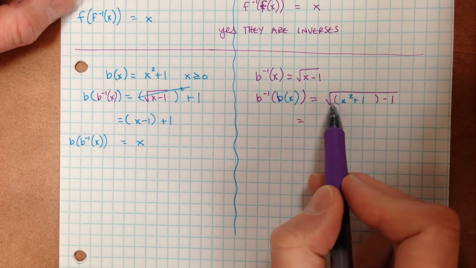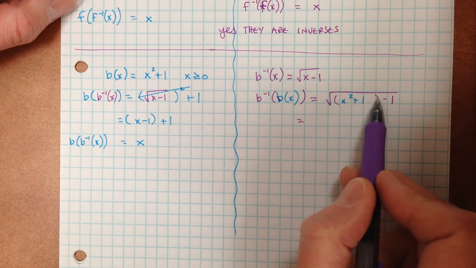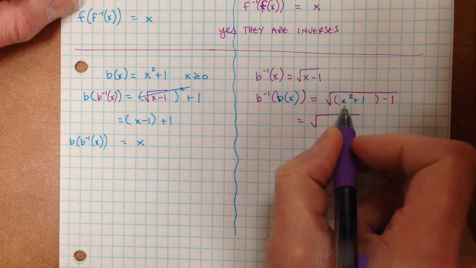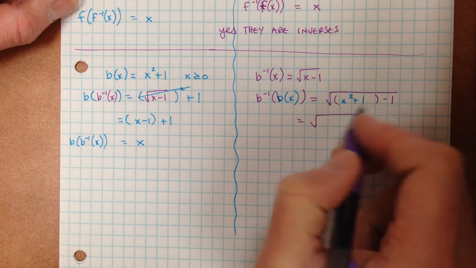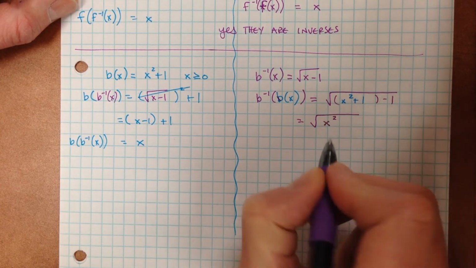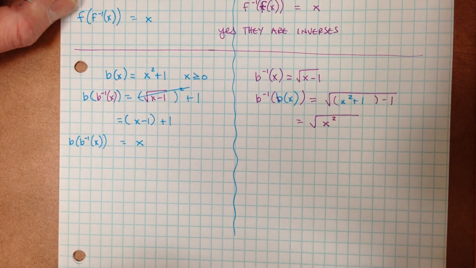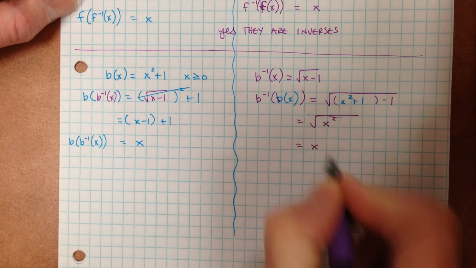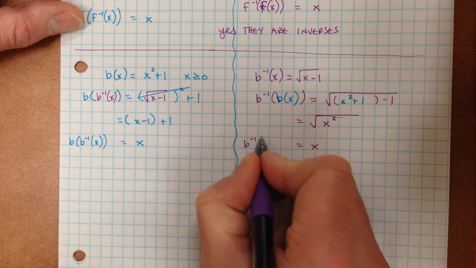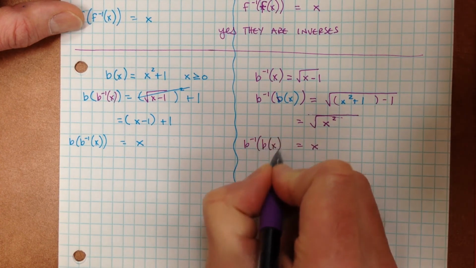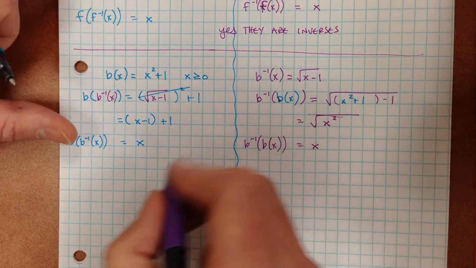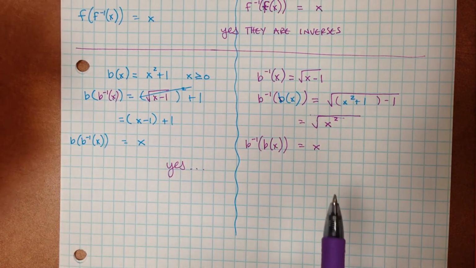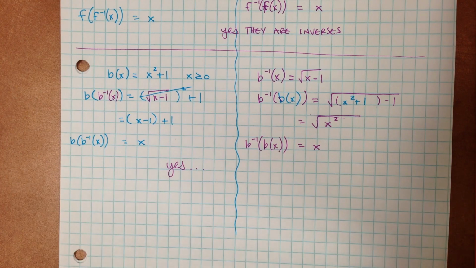Okay, let's see, what can I do here? Well, distributing that invisible 1 drops my parentheses. So inside my root, I would have x squared plus 1 minus 1. The plus 1 minus 1 cancel, and you would be left with root x squared. Well, now the root and the square cancel, and you are left simply with x. So b inverse of b of x equals x. And you can say, yes, they are inverses of each other, and we have proved it because they are both equal to x. Awesome.